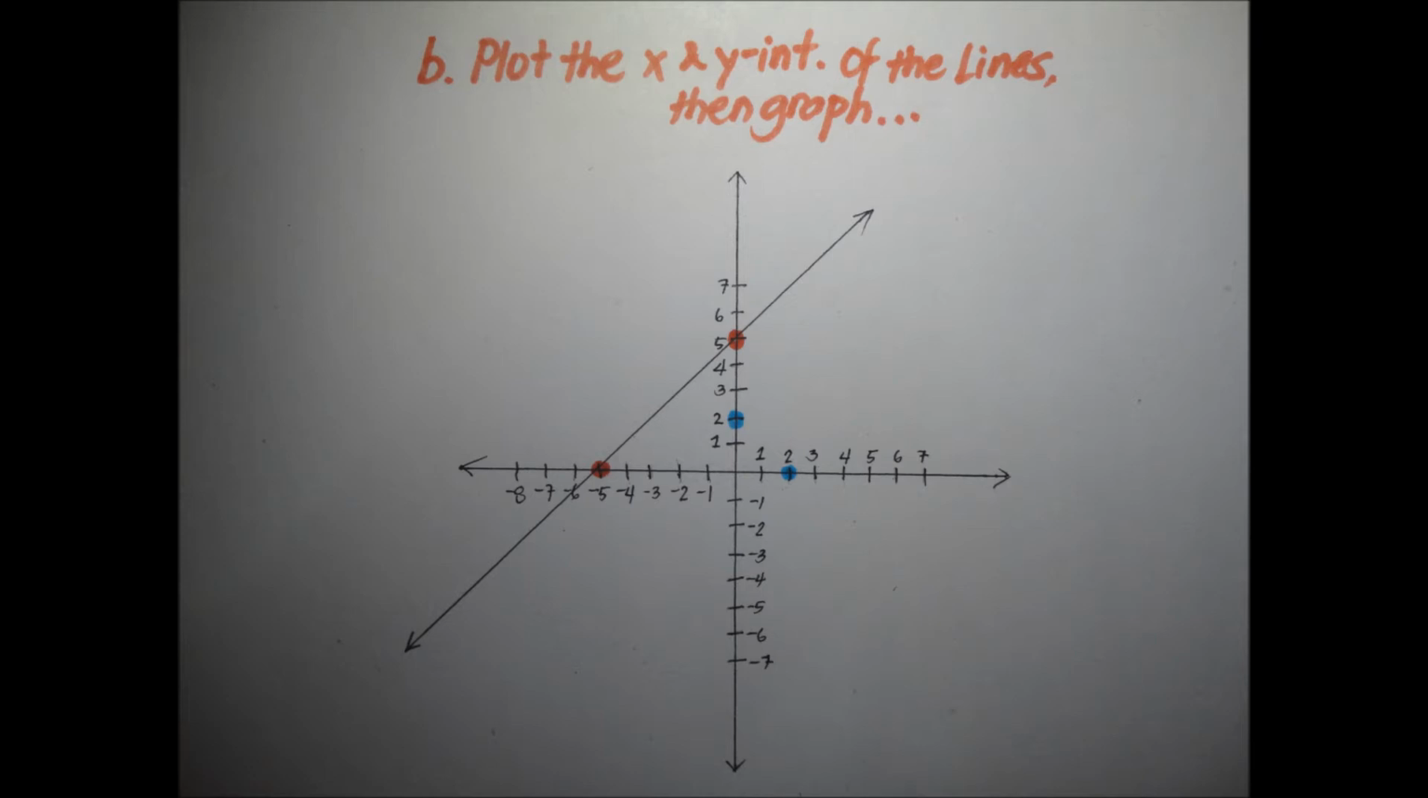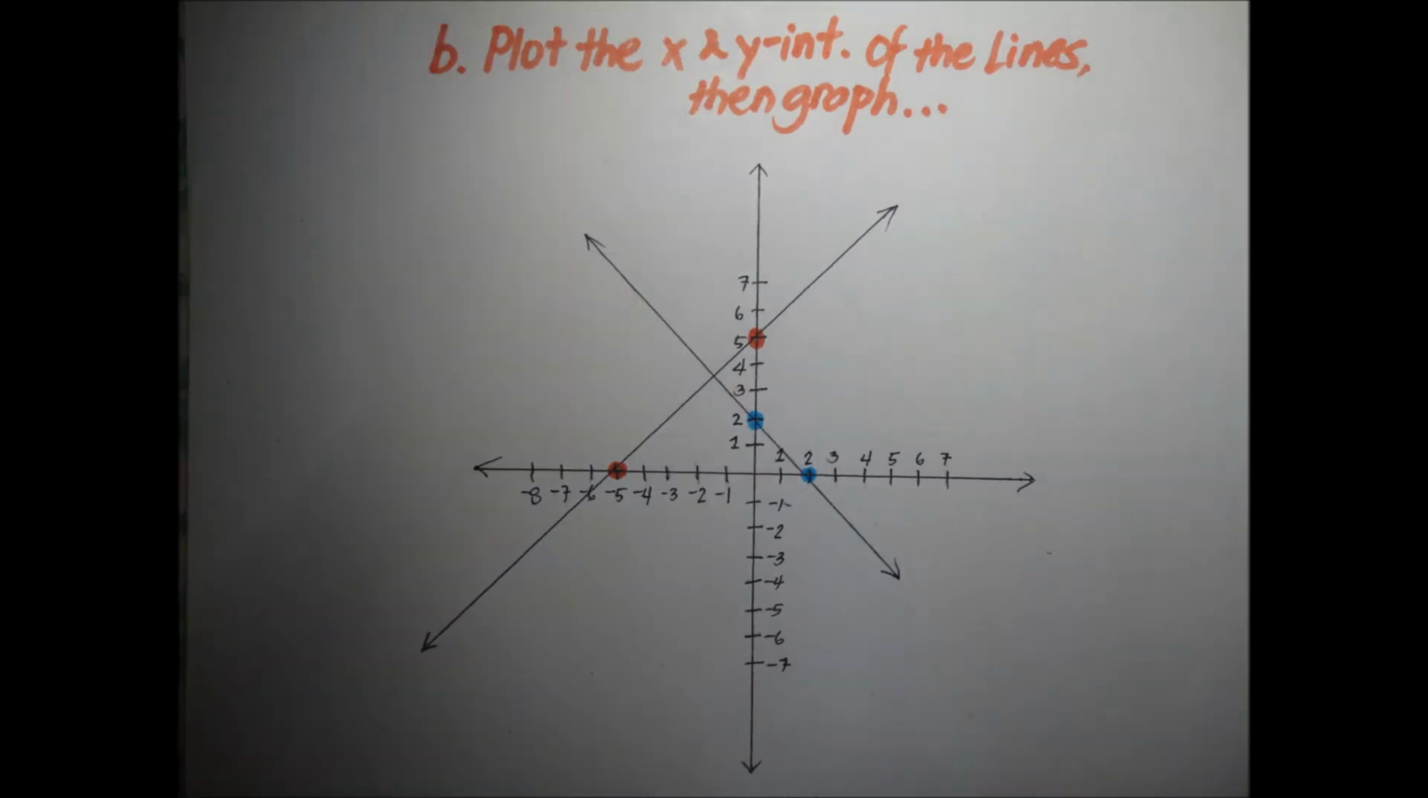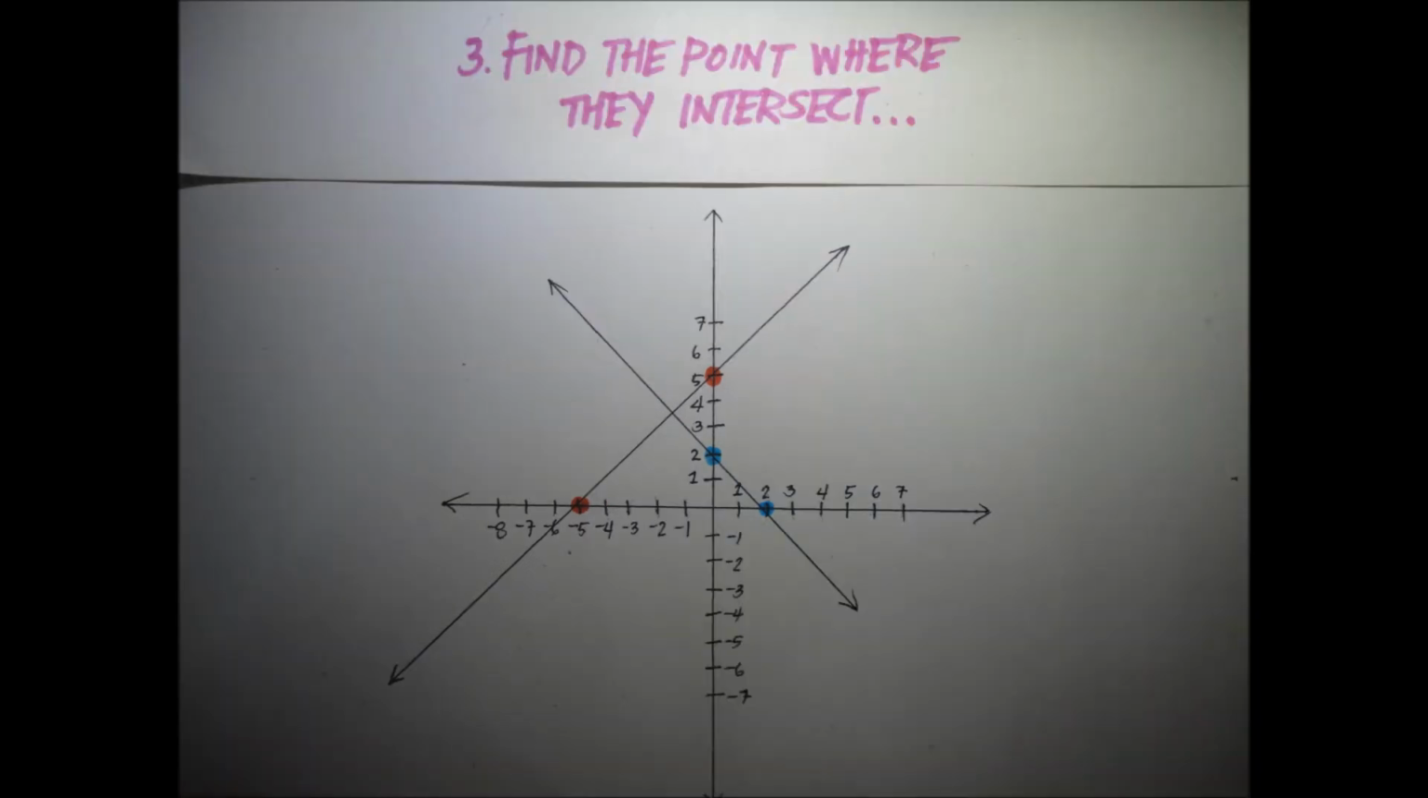After plotting all the x and y-intercepts of both lines, we will now connect the x-intercept and y-intercept of the first line, y equals x plus 5. After connecting the x and y-intercept of the first line, we will now connect the x and y-intercept of the second line, y equals negative x plus 2. We will now move on to the third and final step, finding the point where they intersect.